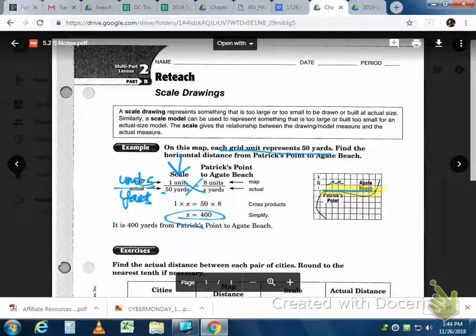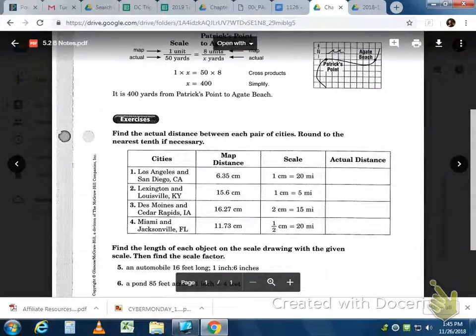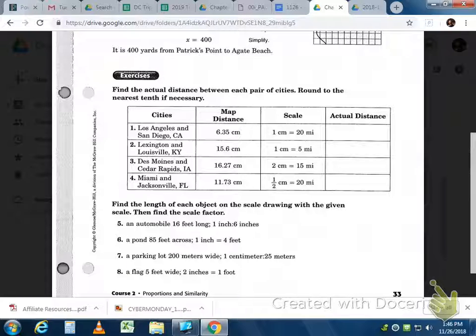Okay, so we're going to look at some examples like this. Let's go down to the chart. You were supposed to write some of these odd ones down. Number 1 says, first of all, find the actual distance between each pair of cities, round to the nearest tenth, so that's important, nearest tenth. We're measuring from Los Angeles to San Diego in number 1.